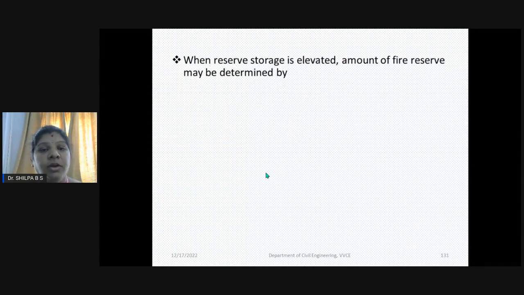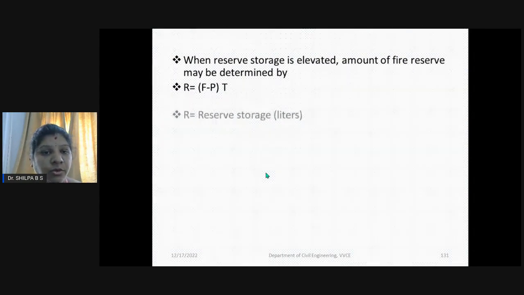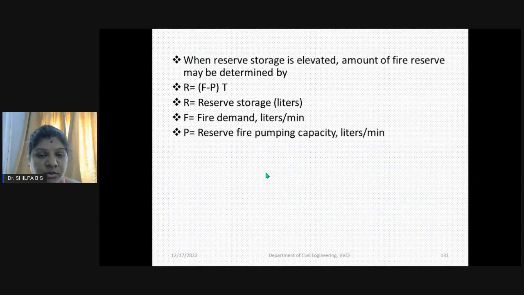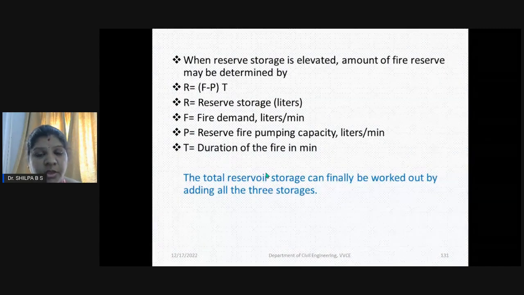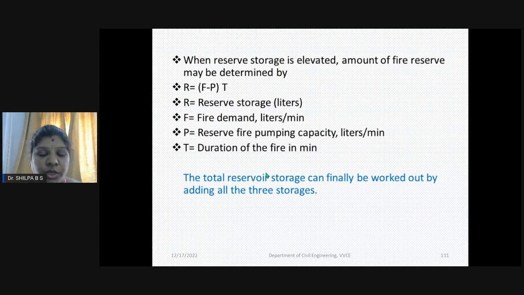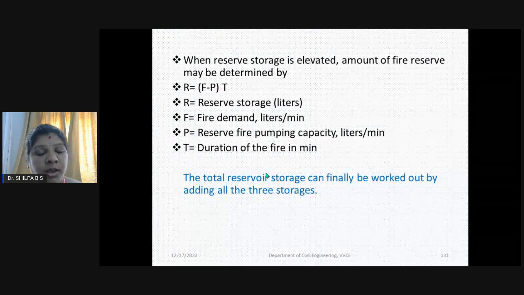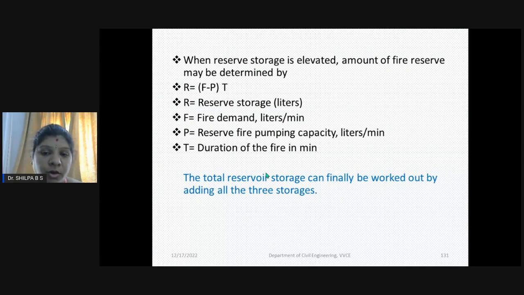And when the reservoir storage is elevated, the amount of fire reserve may be determined by using the relation R equal to F minus P into T, where R is reserve storage, F is fire demand, P is reserve fire pumping capacity, and T is the duration of the fire. So total reservoir storage can finally be worked out by adding all these three storages. Please keep that in mind while determining the total reservoir capacity.